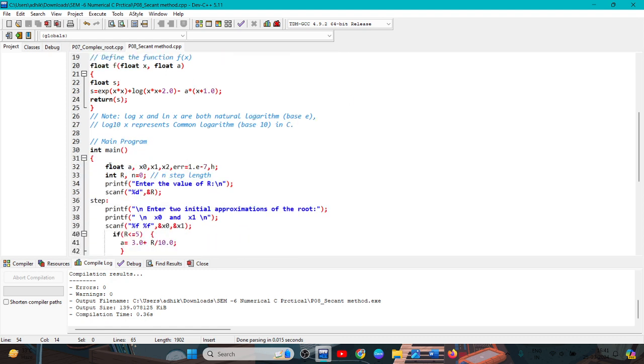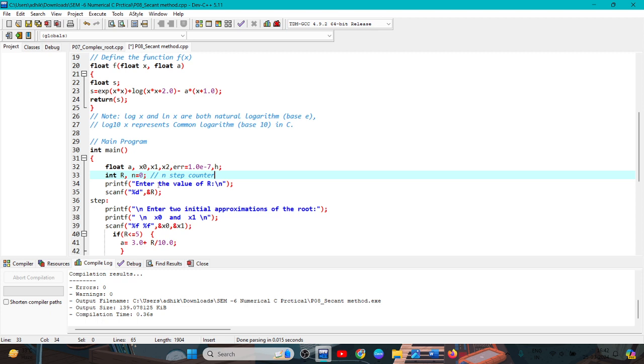The main program is this. Floating variables are a, x0, x1, x2, and the error, that is 10 to the power minus 7, that is 0.0000001, and h. Integer variables are r, the last digit of your roll number, and n equal to 0. N is the step counter. So initially, step is 0.